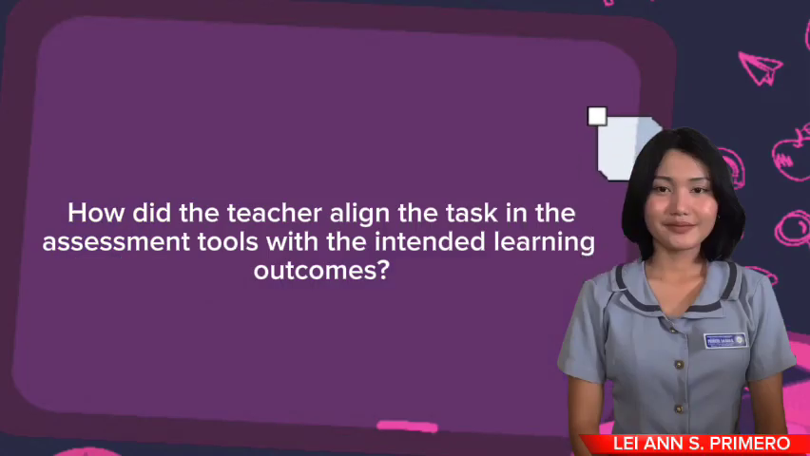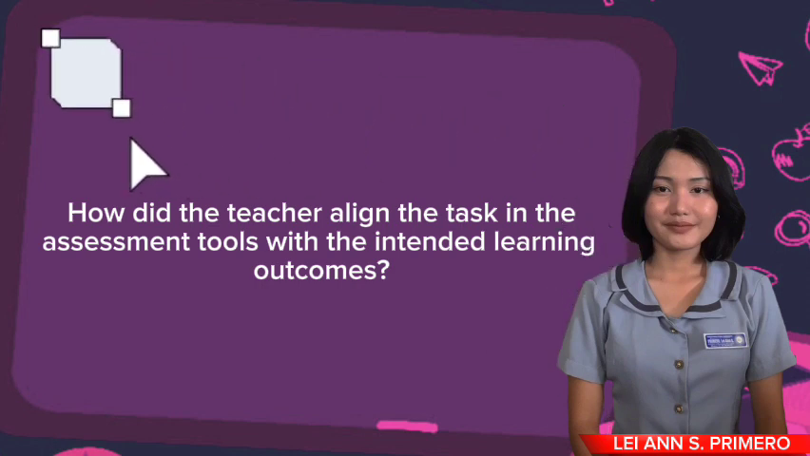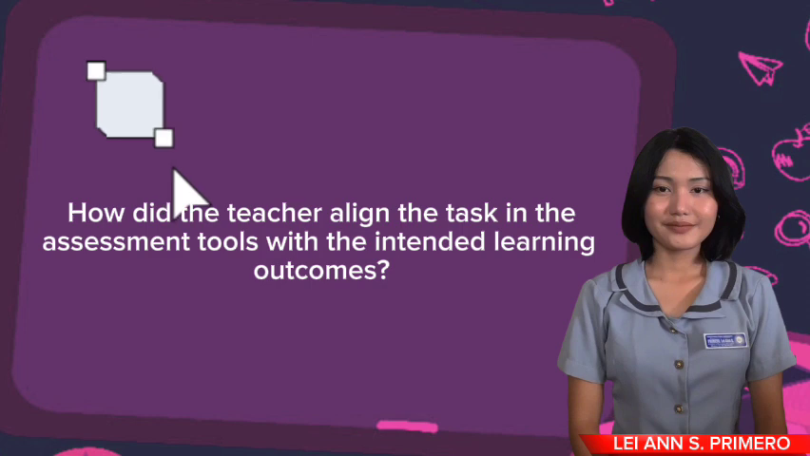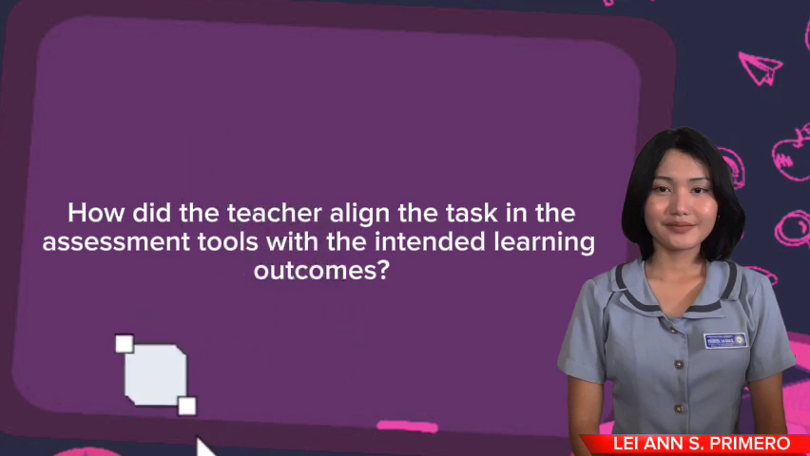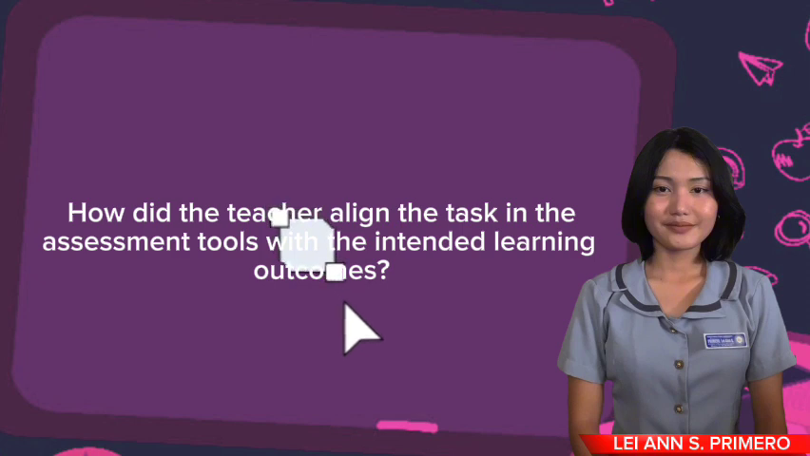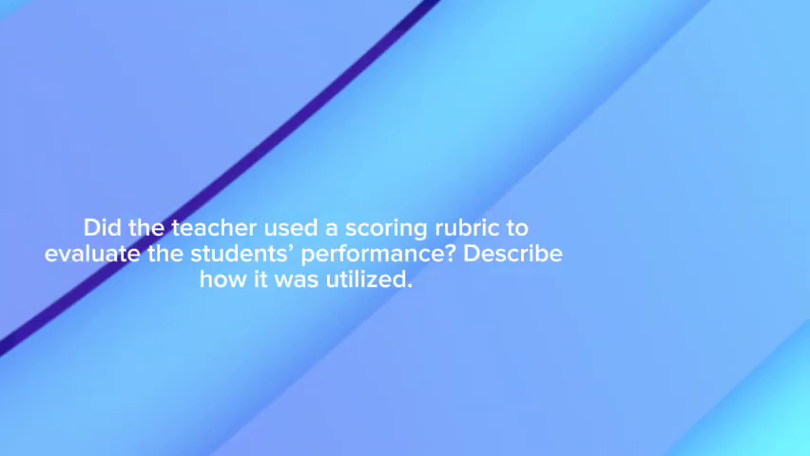Aligning assessment tasks with intended learning outcomes involves ensuring that the questions and activities in the assessment directly reflect the skills and knowledge outlined in the learning objectives. The teacher likely reviewed the objectives and designed tasks that specifically target the desired outcomes. This alignment helps ensure the assessment accurately measures whether students have achieved the intended learning goals and provides meaningful feedback on their understanding and abilities. It also promotes the overall coherence and effectiveness of the educational process.